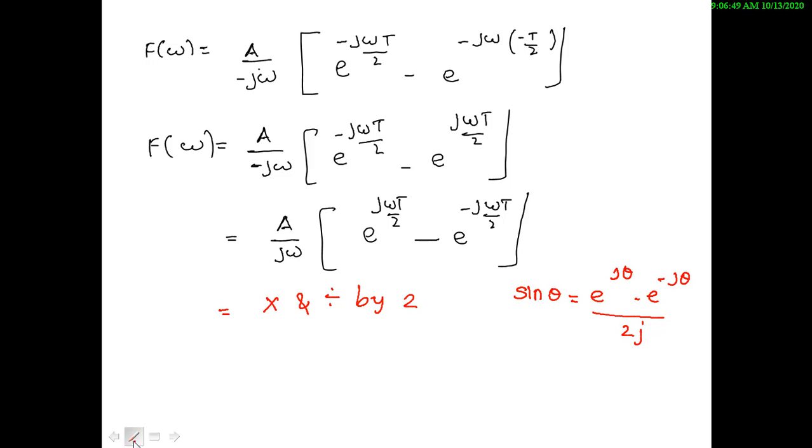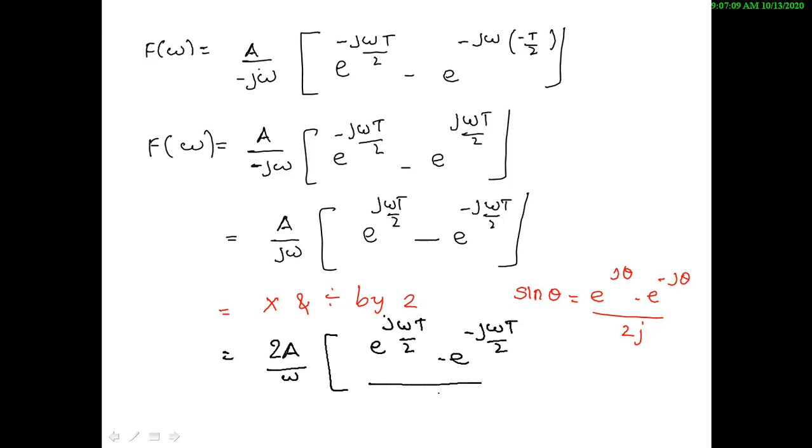So I'll be getting 2A by omega. I'm rearranging this, so this is e power j omega T by 2 minus e power minus j omega T by 2, by 2j. Now this has come in terms of sine theta. In place of theta, what will I be having? Omega T by 2. Okay, now let me solve it further. So I'll be getting F of omega is equal to 2A by omega into sine of omega T by 2.